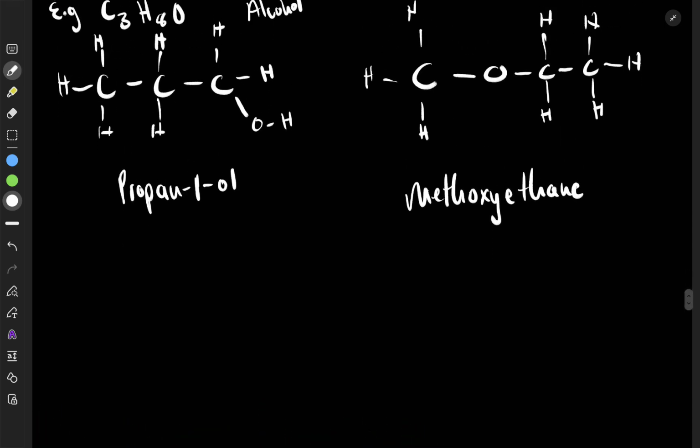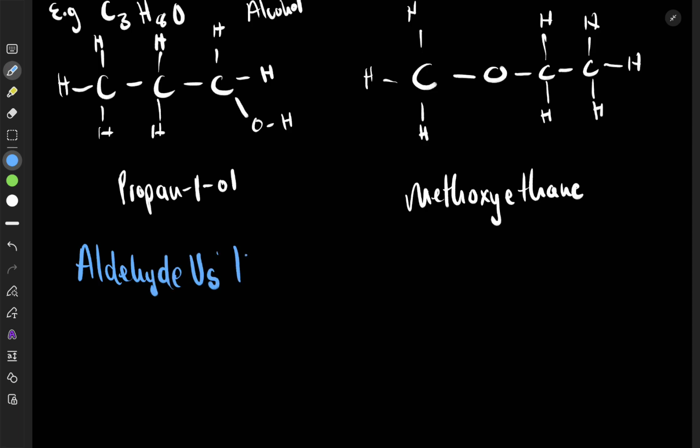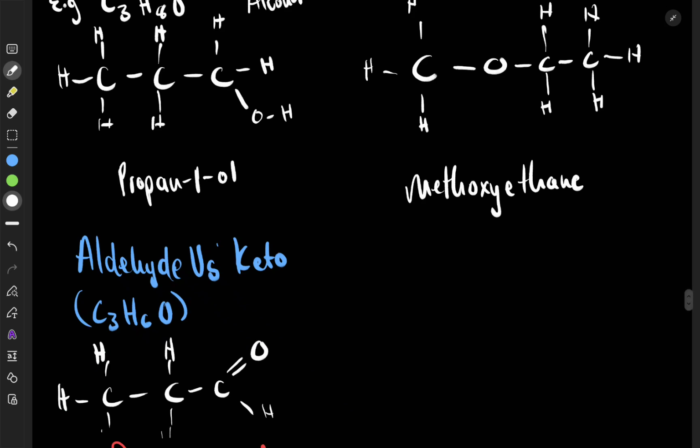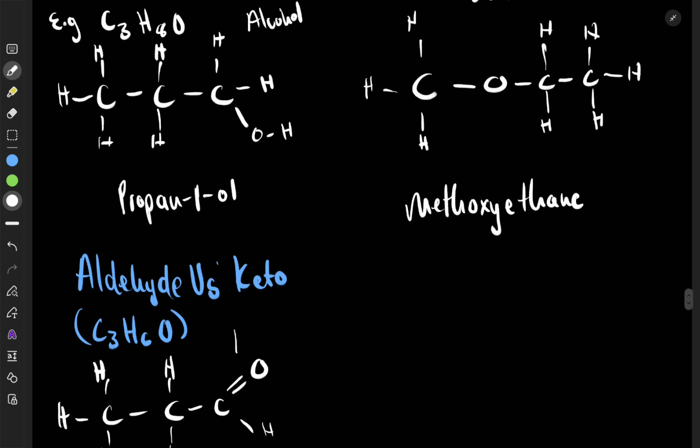Now let's put the last one. The last one I'm going to put is aldehyde versus ketone. And I'll put the one with 3 carbons, so it'll be C3H6O for both. For my aldehyde, I could have it just like this, C, C, then C, okay? And I know that it has a double bond O then an H here. Then the other one is like this. My aldehyde, I know that my double bond is at the very end. So this is my aldehyde, and it will be propanal.